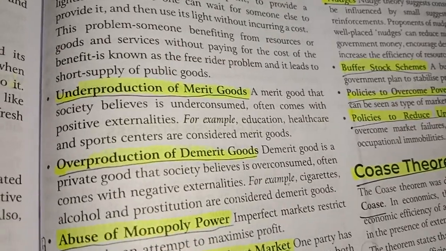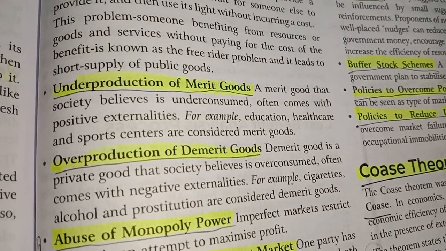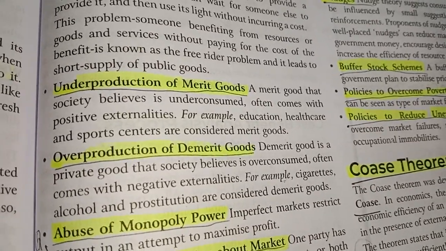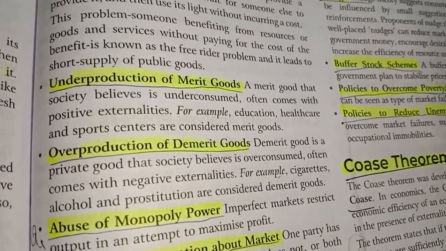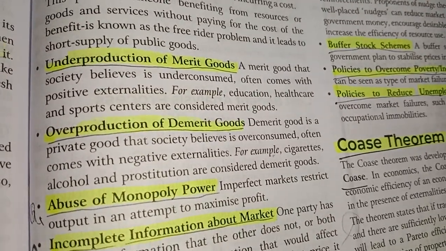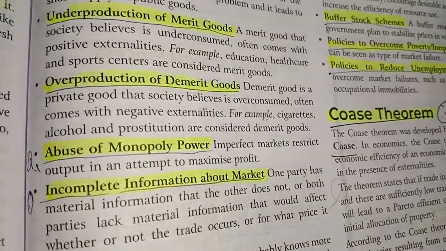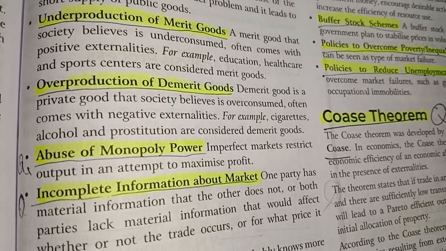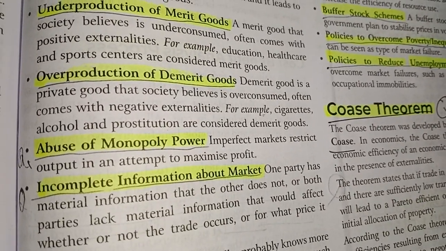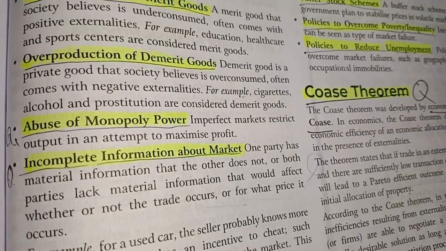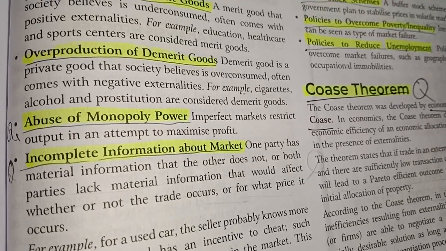Underproduction of merit goods. A merit good is one that society believes is underconsumed and often comes with positive externalities. For example, education, healthcare, and sports centers are considered merit goods. Overproduction of demerit goods. A demerit good is a private good that society believes is overconsumed and often comes with negative externalities, for example, cigarettes, alcohol, and prostitution are considered demerit goods.